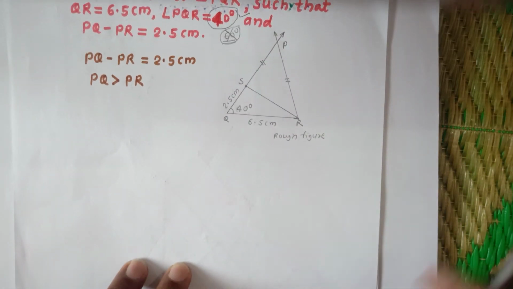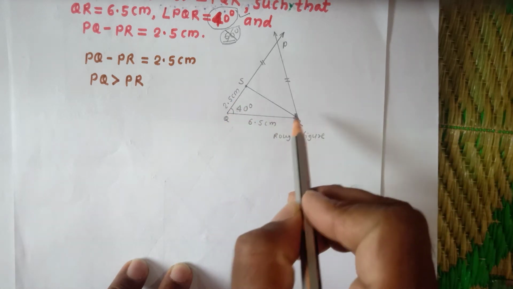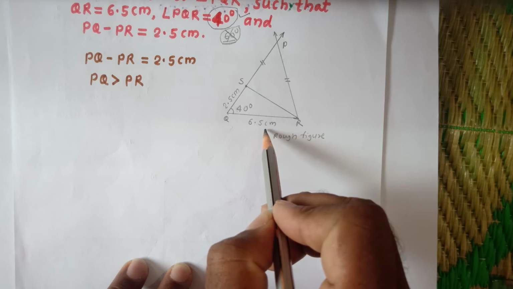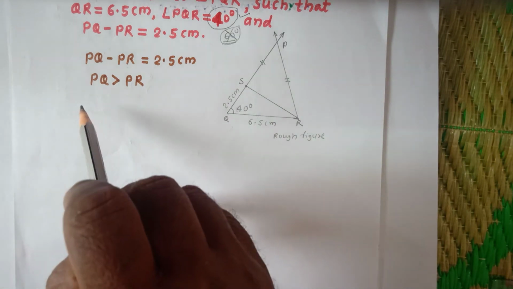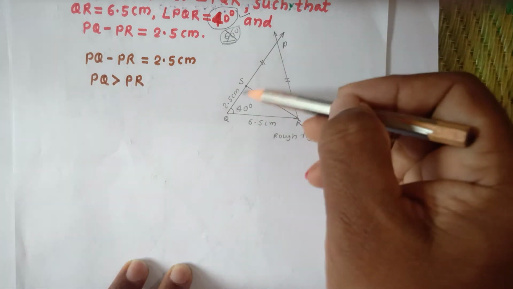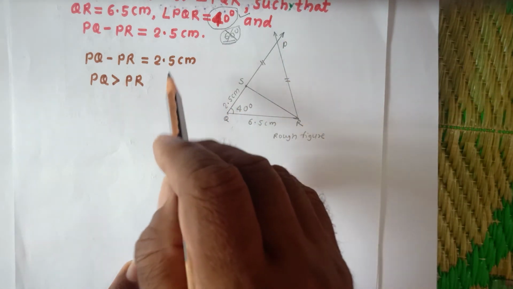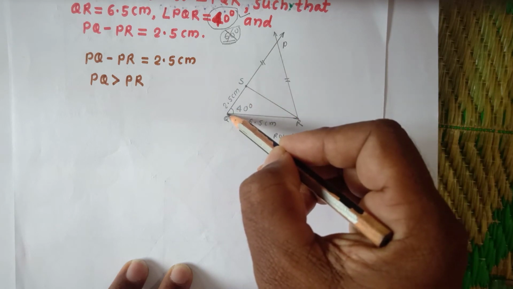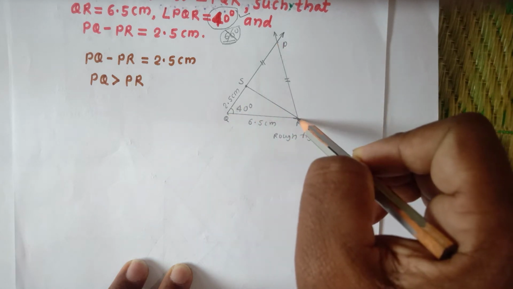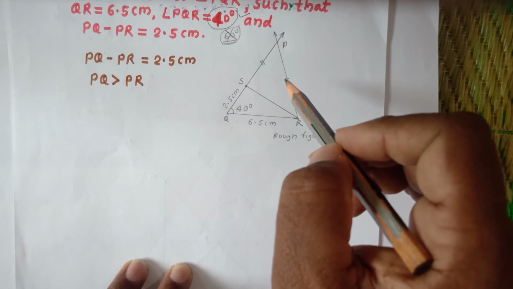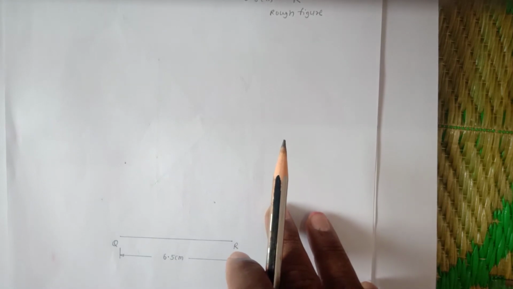centimeter. Now draw at first the rough figure. In this figure, QR is the base. It is given 6.5 centimeter, and PQ minus PR is 2.5 centimeter. That is, PQ is greater than PR. This PQ is greater than this side, and their difference is given 2.5 centimeter here. This is the rough figure. We have to construct triangle PQR. Same procedure we have to apply here to construct this triangle.